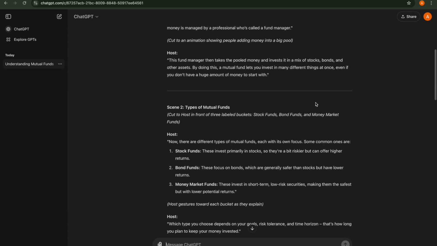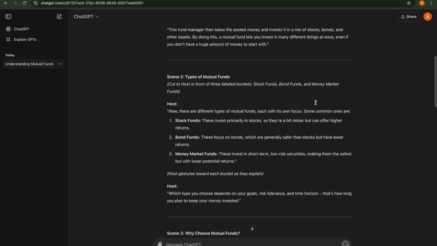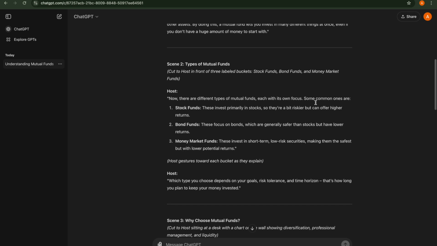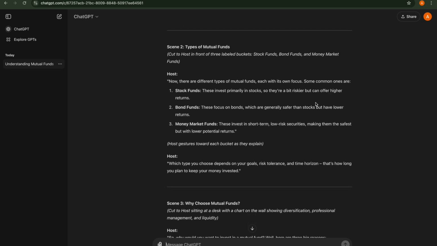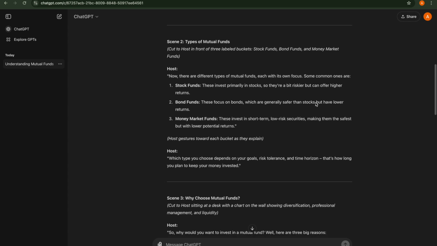In short, there are three types of mutual funds: stock funds, bond funds, and money market funds. In my own terms, stock funds are those where your money is invested in the stock market and traded, just like you would trade in the stock market, but you will not be trading it. The fund manager would do it for you, and then you will be given the return.